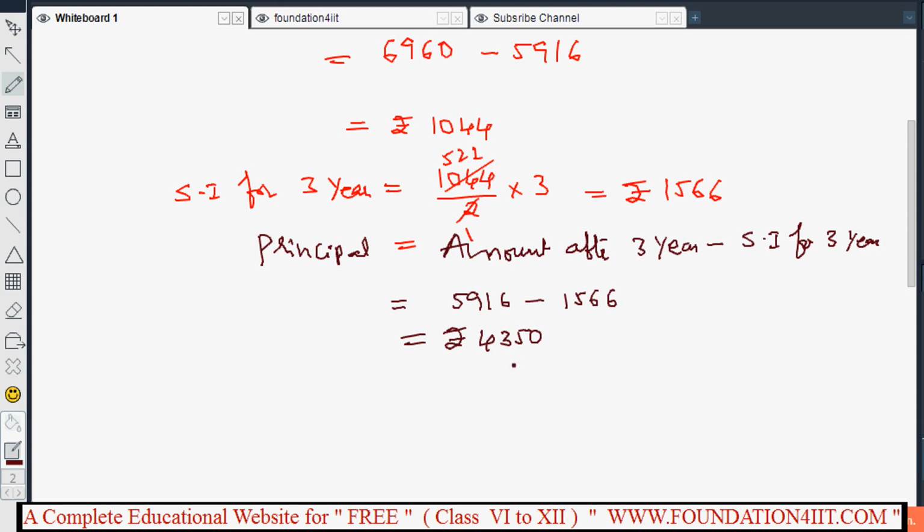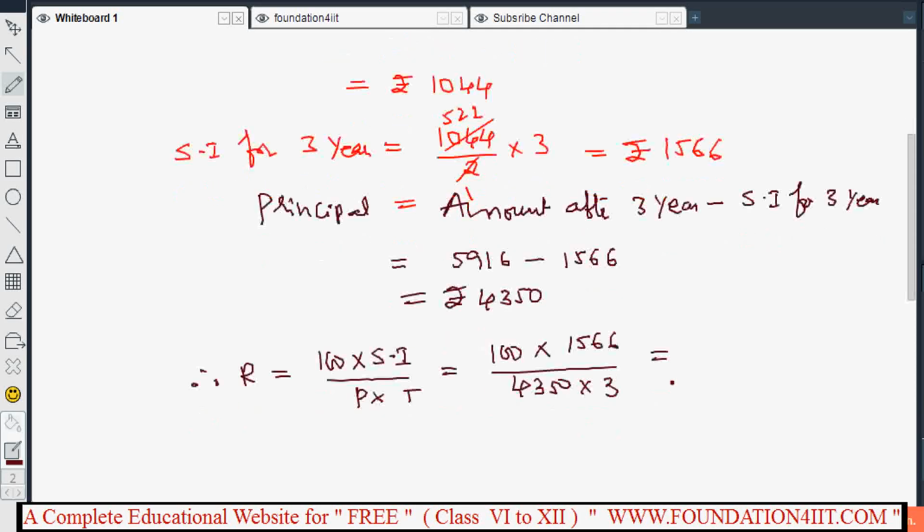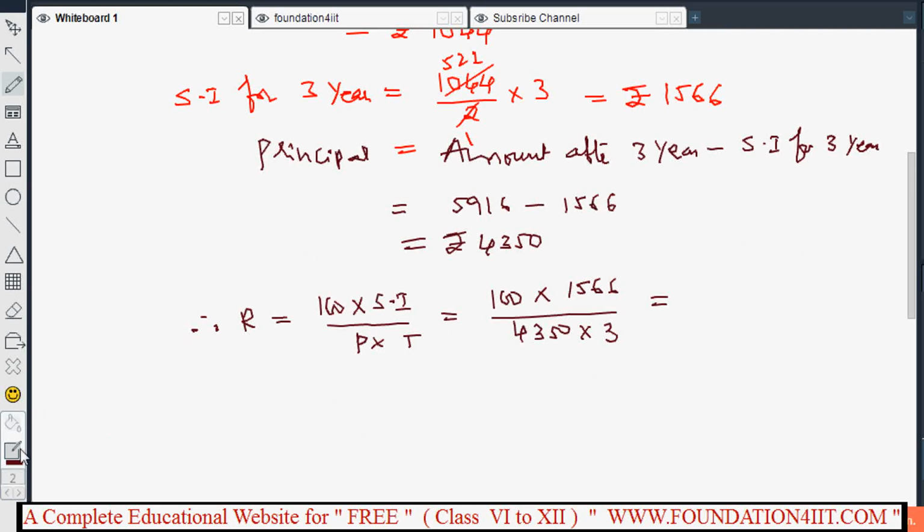Now the principal is fixed, there is no change. Now we have the principal, simple interest and time. Therefore rate percent we can find out. So rate is equal to 100 into simple interest by P into T. Whatever time you take, for that time only you find the interest. So 100 into simple interest, I am taking 3 years, so 3 years is 1566, by principal 4350, time is 3, because first 3 years. Now by cancellation of all this, we get the rate percent.